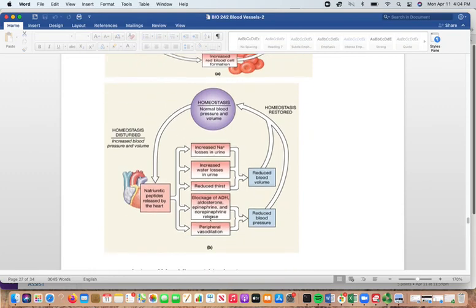Likewise, if the blood pressure and volume is too high, atrial natriuretic peptide is going to help you excrete sodium in the urine, as well as other water loss, reduce thirst. It'll block the ADH, aldosterone, epinephrine, and norepinephrine. This is going to reduce blood volume and blood pressure, as well as with the peripheral vasodilation.